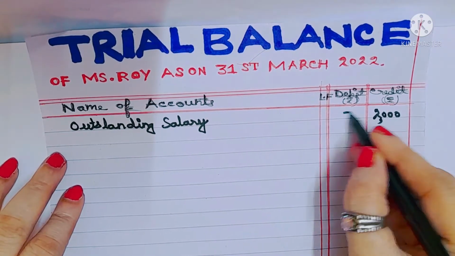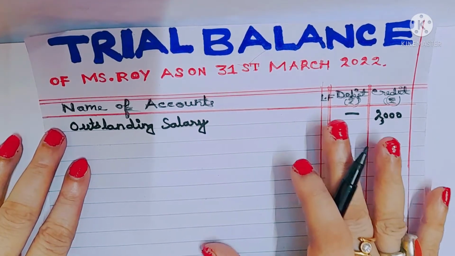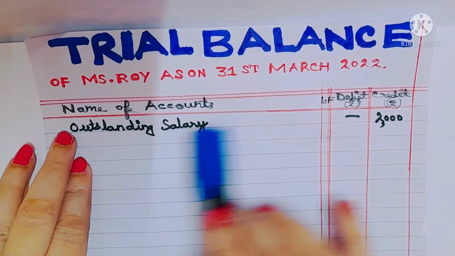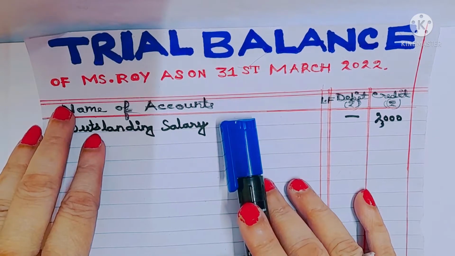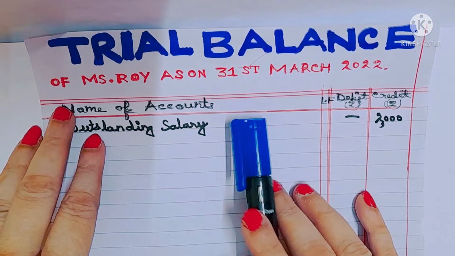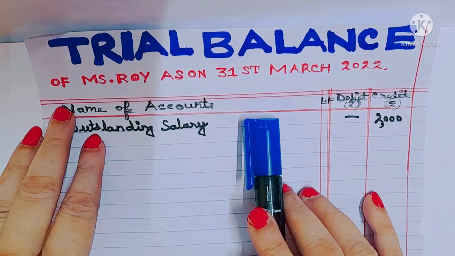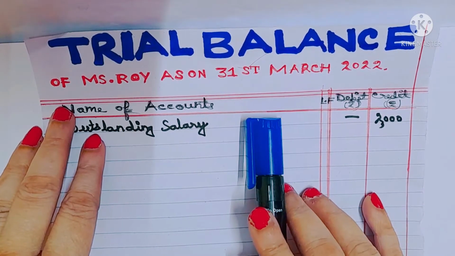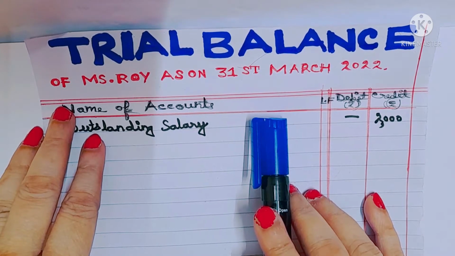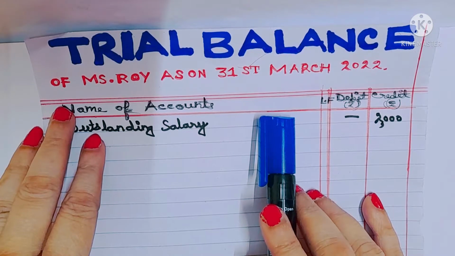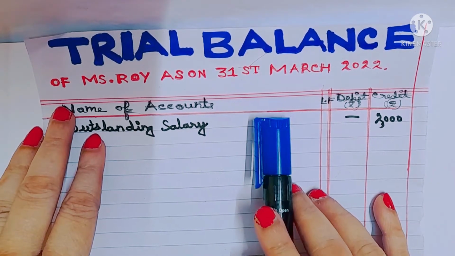Outstanding salary is a credit balance. Now what is outstanding salary? Outstanding salaries are salaries that are due or payable or outstanding, all the same thing, and have not been paid at the end of an accounting year. What is an accounting year? Suppose starting from 1st April 2021 to 31st March 2022. Understood? This is known as an accounting year.